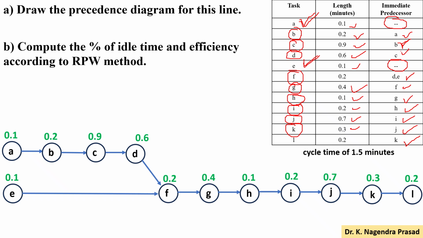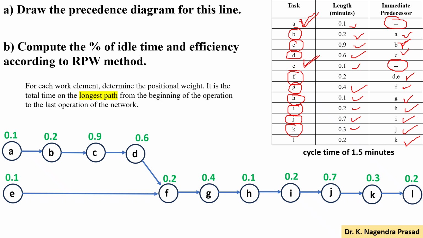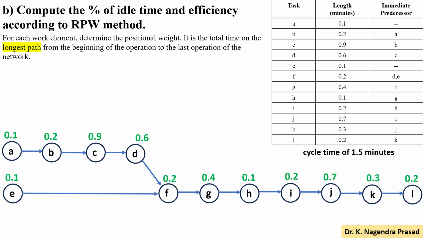So next we have to calculate the percentage of idle time and efficiency according to the RPW method. In the ranked positional weight method, for each work element we have to determine the positional weight. Positional weight is the total time on the longest path from the beginning of the operation to the last operation of the network. So first we have to determine the positional weight for task A.